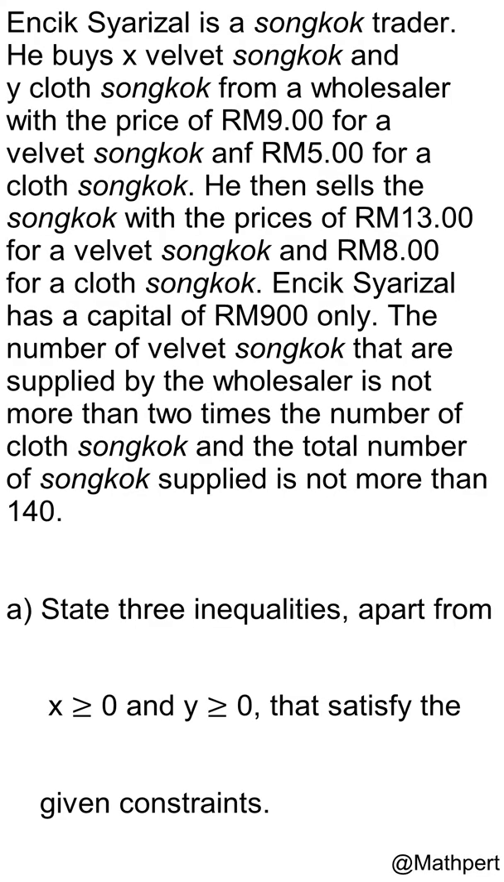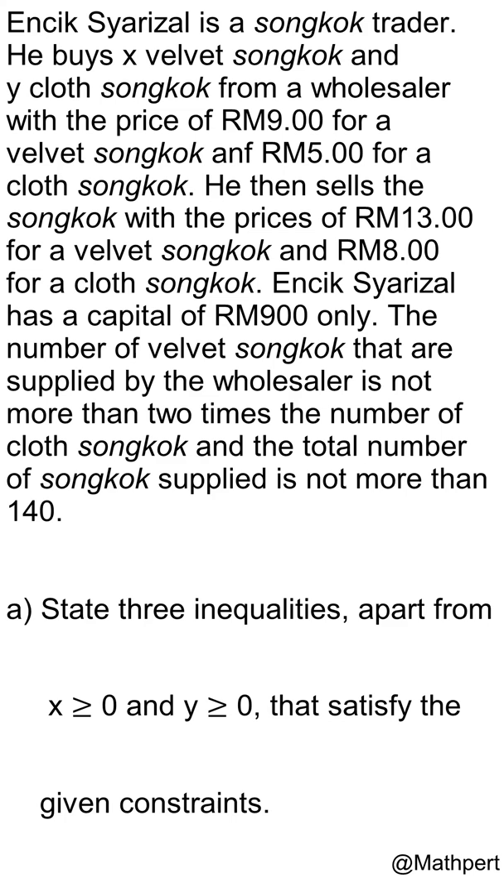Okay, let's take a look at these questions. Encik Shariza is a Songkok trader. He buys X velvet Songkok and Y cloth Songkok from a wholesaler with the price of 9 ringgit for a velvet Songkok and 5 ringgit for a cloth Songkok. He then sells the Songkok with the price of 13 ringgit for a velvet Songkok and 8 ringgit for a cloth Songkok. Encik Shariza has a capital of 900 ringgit only.